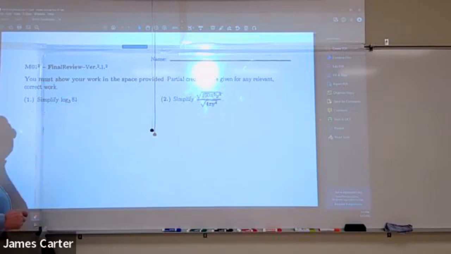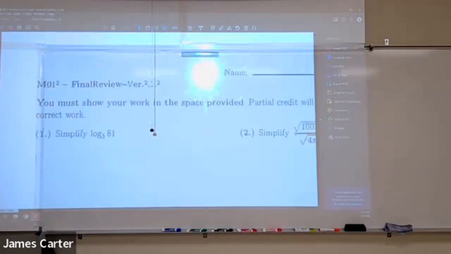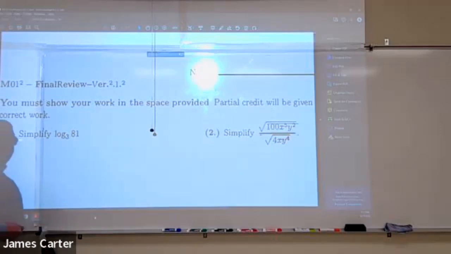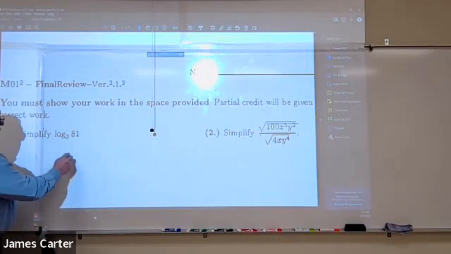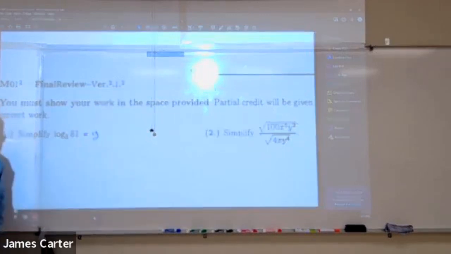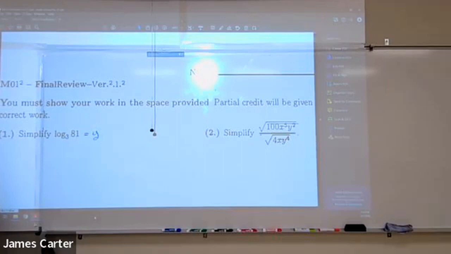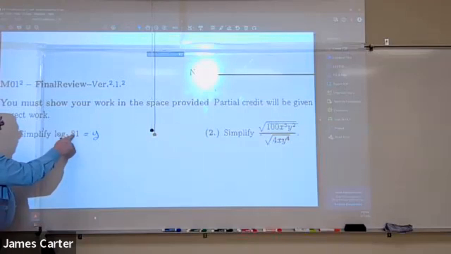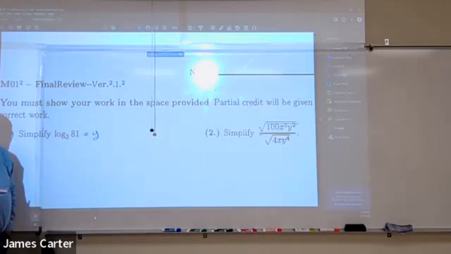Simplify log 3 of 8. Okay, let me see if I can enlarge that slightly. Okay, simplify log 3 of 8. What they want you to tell is what this is equal to, or what y would be, even though it's not shown. Now, I told you this to what power equals that is your thinking basis.